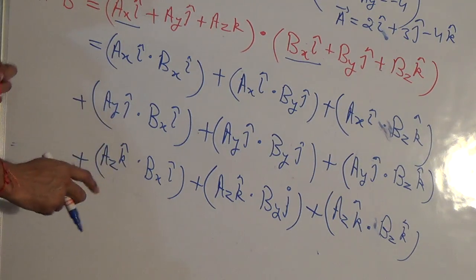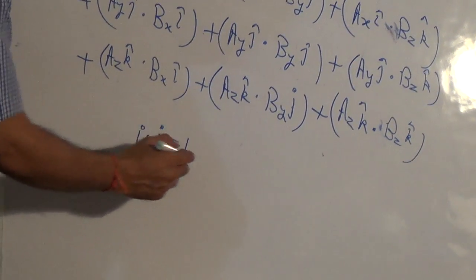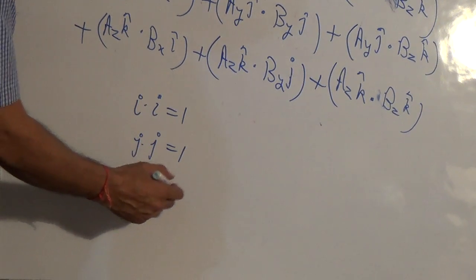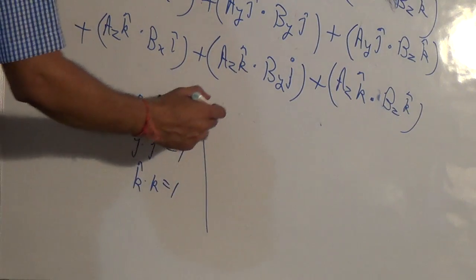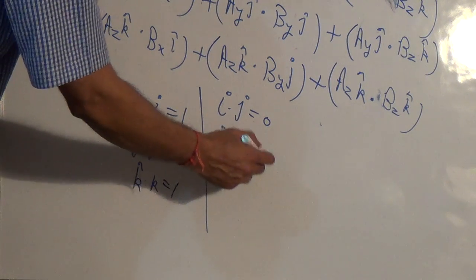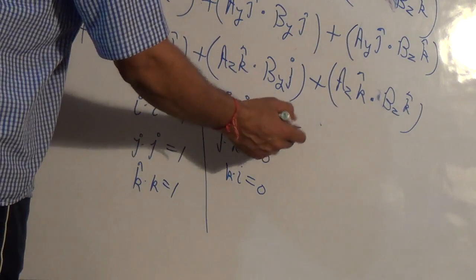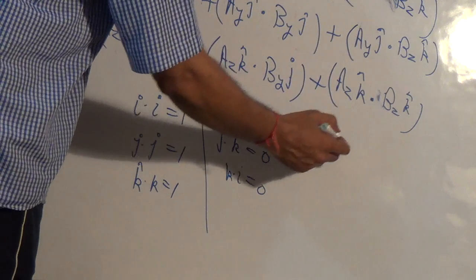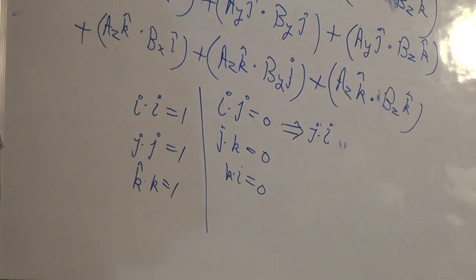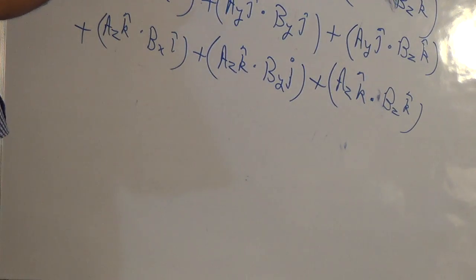Now we have to use that property. Which property? The property of the unit vectors, where I dot I is equal to 1, j dot j is equal to 1, k dot k is equal to 1. The rest of the products will be equal to 0. For example, I dot j is equal to 0, j dot k equal to 0, and k dot I is also equal to 0. Similarly j dot I is also equal to 0, k dot j equal to 0, I dot k is also equal to 0. So now using this property of the unit vectors, we can write this term here.